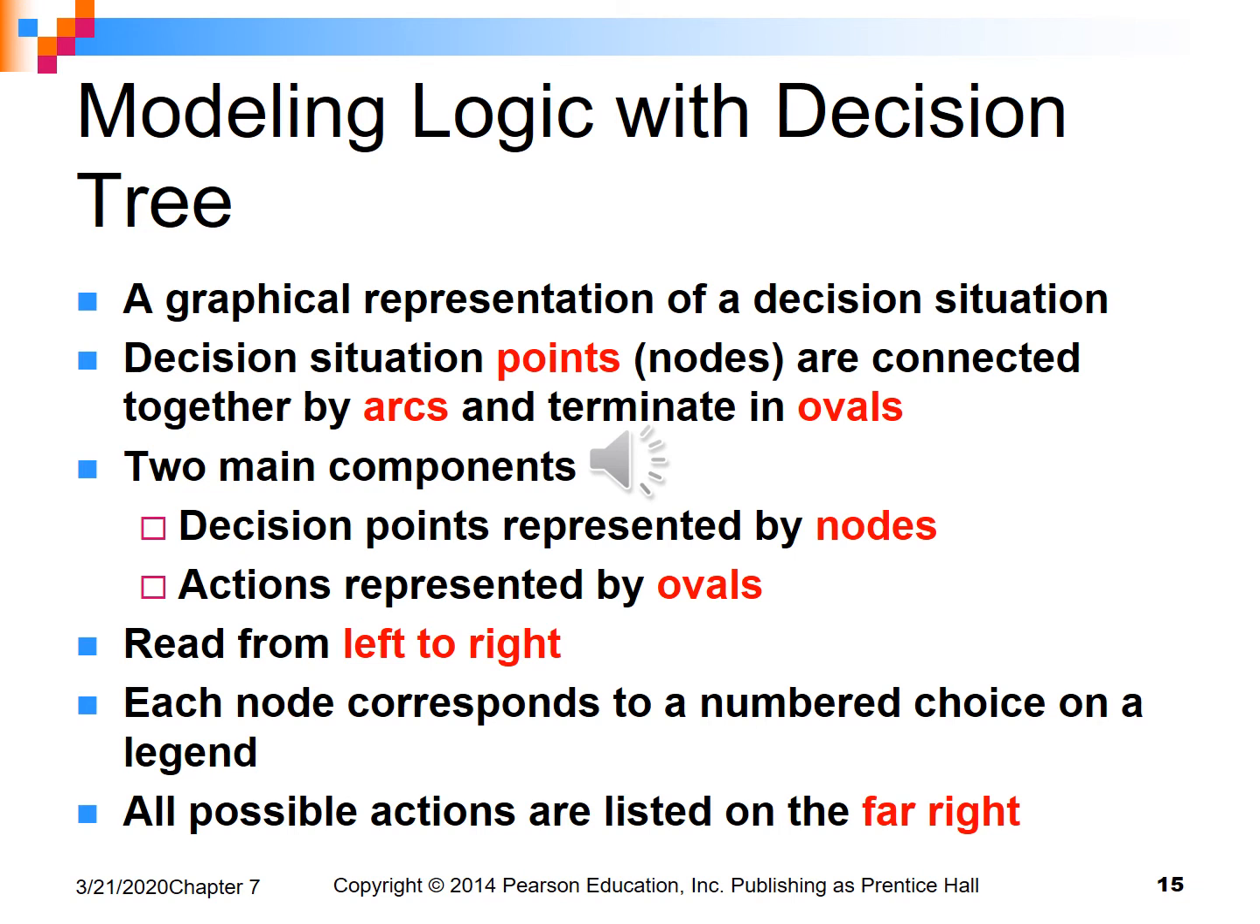Each node corresponds to a numbered choice and a legend. In the node, we don't put a condition, we put the number of that condition. The condition itself will be down there in a legend, as we're going to see in the example in the next slide. All possible actions are listed on the far right.